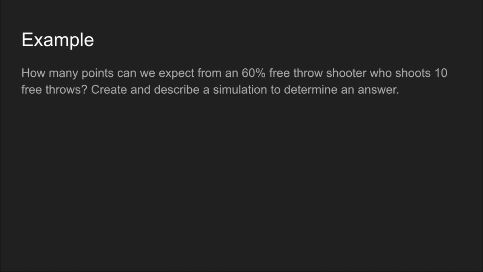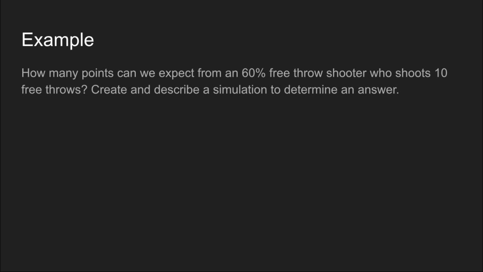So here's our example. How many points can we expect from a 60% free throw shooter who shoots 10 free throws? Create and describe a simulation to determine an answer. So our first step is to identify the component to be repeated. So in this problem, the guy's shooting free throws. So free throws are the things that are going to be repeated again and again, and we're going to test data off of. So free throws are our component.